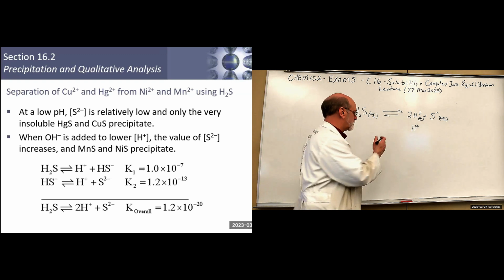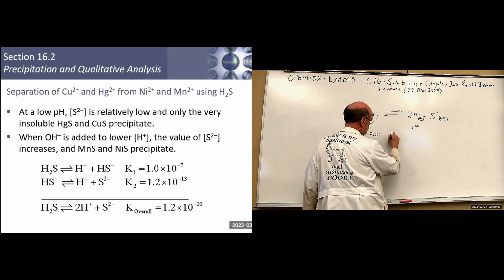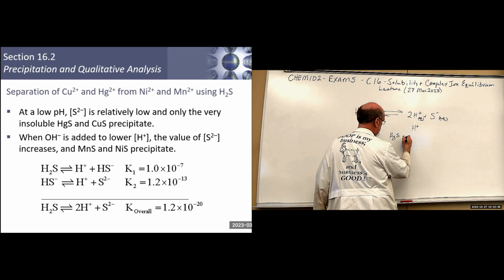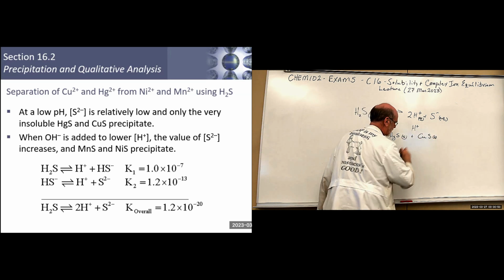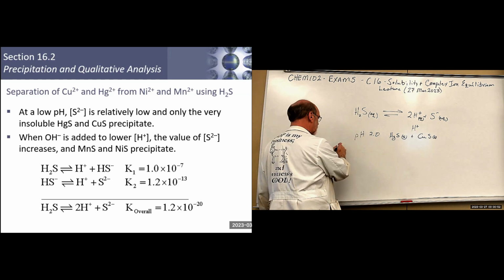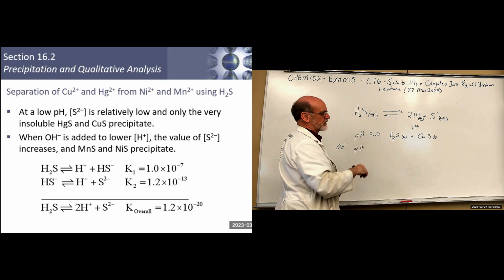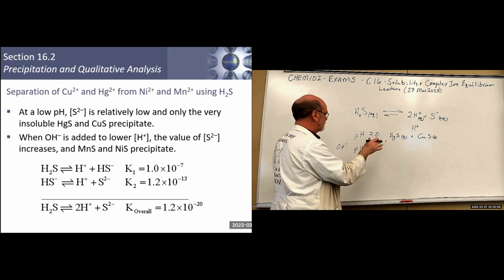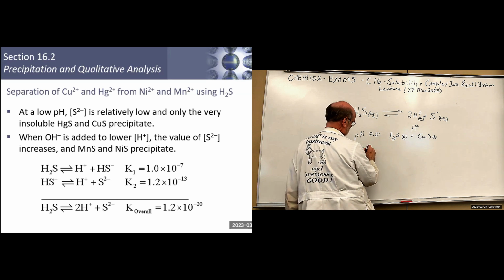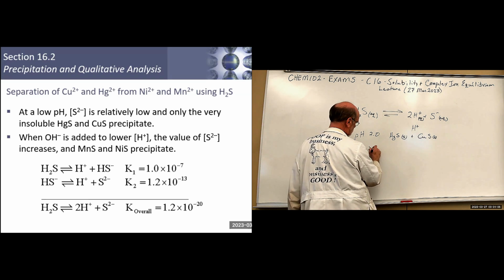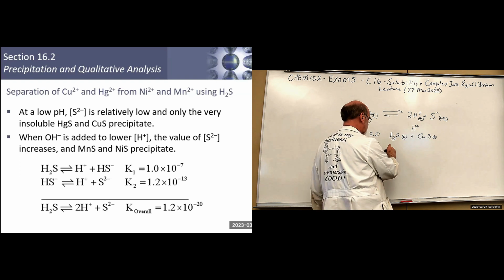We get mercury and copper first at pH 2. Okay, then we increase the pH. We add hydroxyl, and we increase the pH to, I don't know, does it say? Just a high pH, maybe greater than 8, probably. Then we can drop out the other two, nickel and manganese.